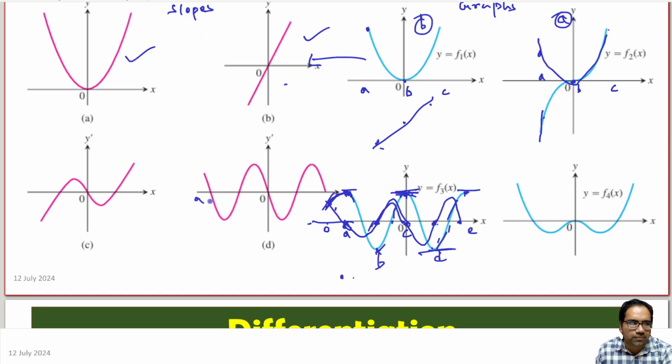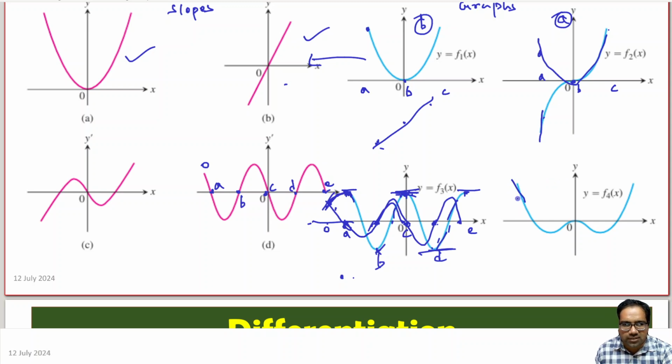This point is O, then A, then B, C, D, E. At O, it is positive. At A, it is 0. At B, also, it is 0. At C, it is 0. At D, it is 0. At E, it is 0. Okay. Now let us look at this graph.